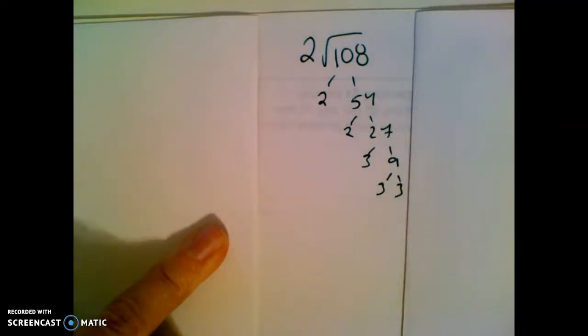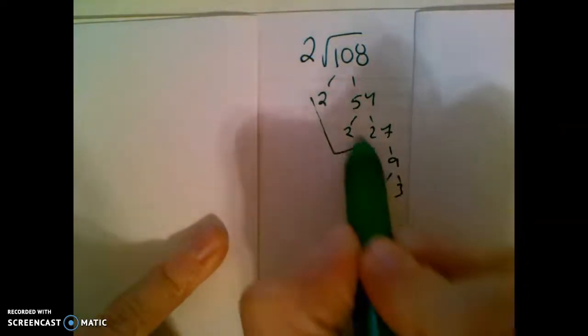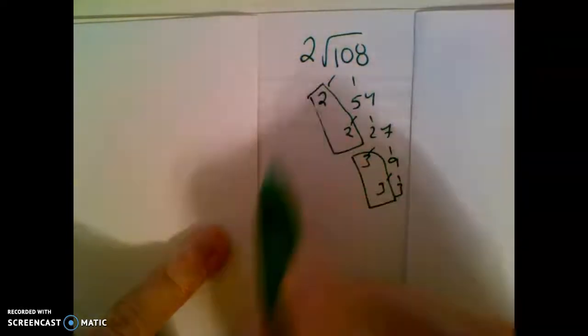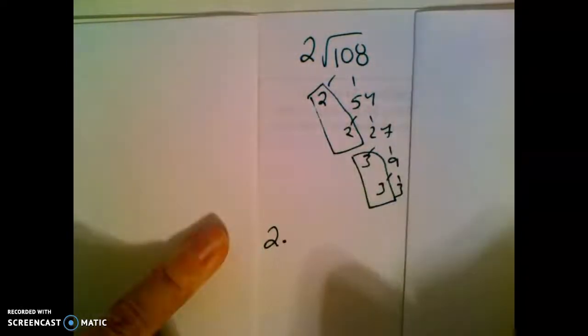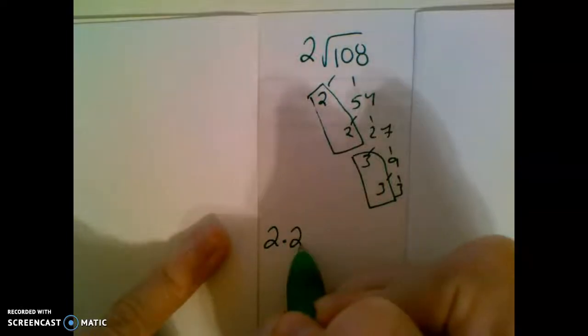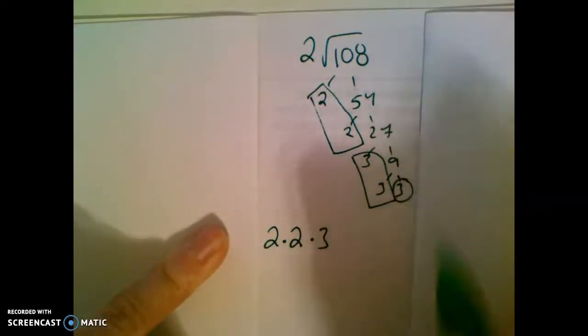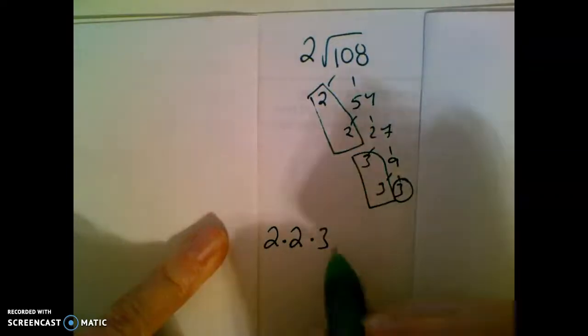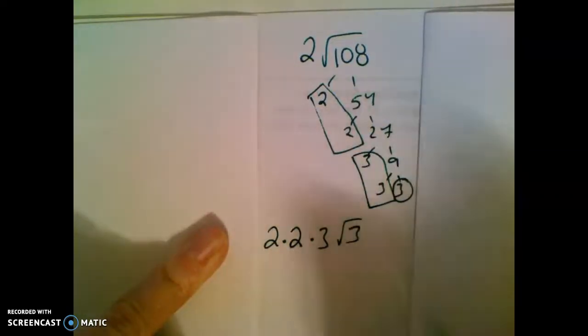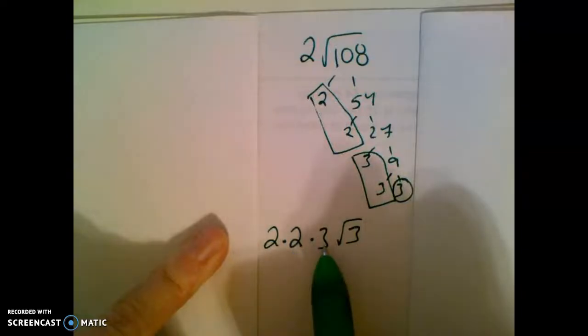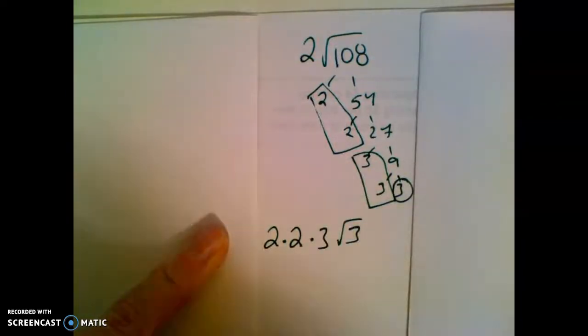Looking for groups of size 2. I can take out a pair of 2's and a pair of 3's. Don't forget I've got that 2 up here. So this 2 is coming down here, this 2, and this 3. And this one is solo on the inside, so he's just stuck as is. So he goes back on the inside. And then 2 times 2 is 4 times 3 is 12.